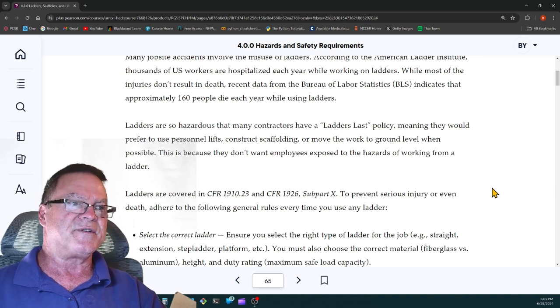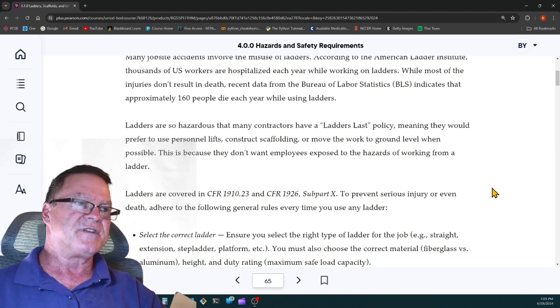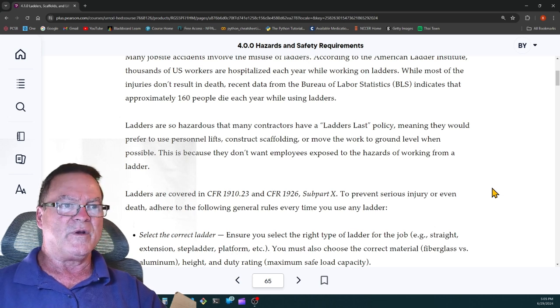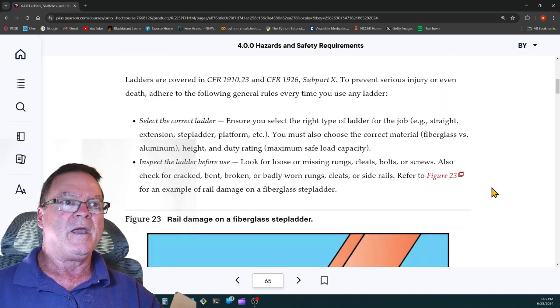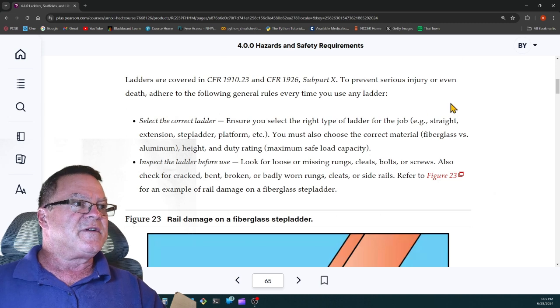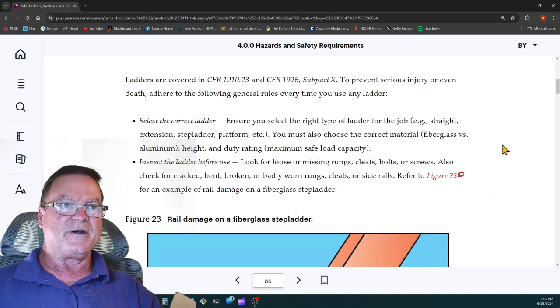Ladders are so hazardous that many contractors have a ladder last policy, meaning they prefer to use personnel lifts, construct scaffolding, or move the work to ground level when possible. This is because they don't want employees exposed to the hazards of working from a ladder. To prevent serious injury or even death, adhere to the following general rules every time you use a ladder. Select the correct ladder for the job.